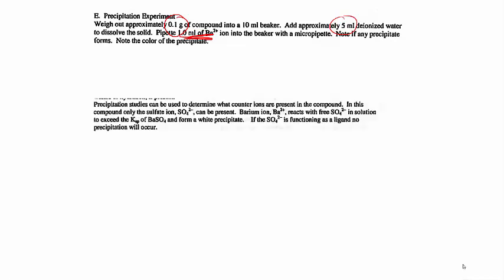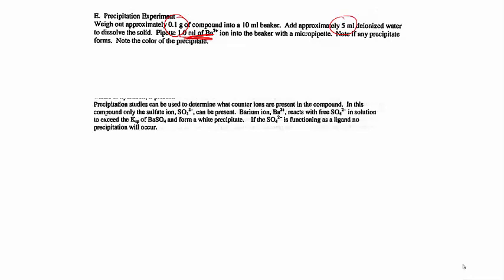Okay, so now we're getting to the actual experiments. It says weigh out approximately 0.1 grams of my compound into a 10 milliliter beaker, add 5 milliliters of water to dissolve it, and then pipette in 1 milliliter of barium 2 plus ions with a micropipette. Note if any precipitate forms and note the color of the precipitate. This is from page 13, labeled as the second page of the lab.